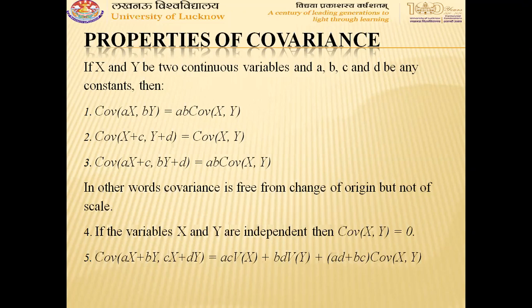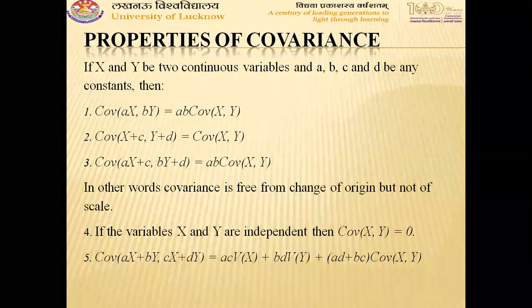And covariance of ax plus by comma cx plus dy will give ac into variance of x plus bd variance of y plus ac plus bd into covariance of xy.